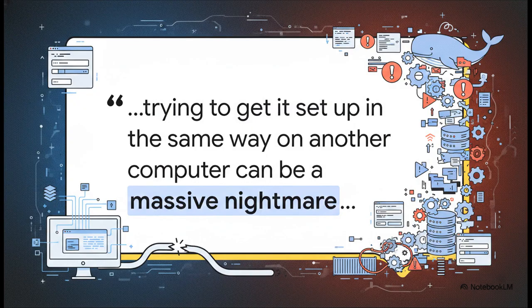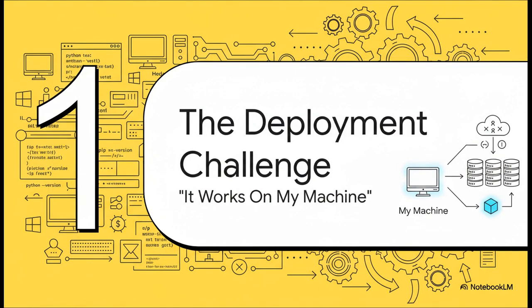We have all been there, right? You build something amazing on your own machine, it's working like a dream, but then the second you try to share it, poof, it just completely breaks. This quote from Tech with Tim just hits the nail on the head. It perfectly captures that universal frustration. And this is where that infamous phrase comes from: but it works on my machine.